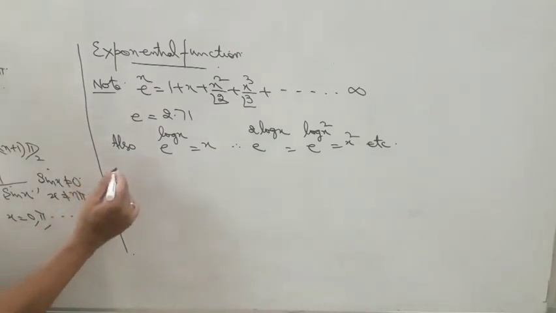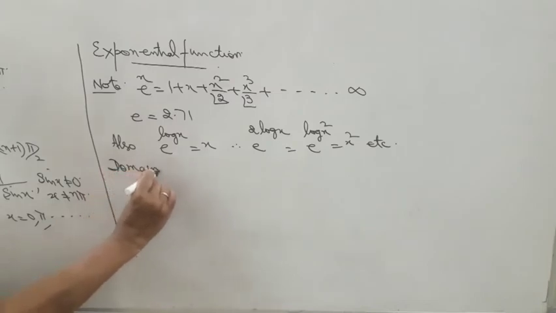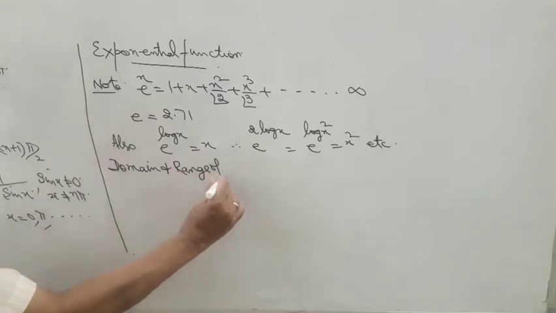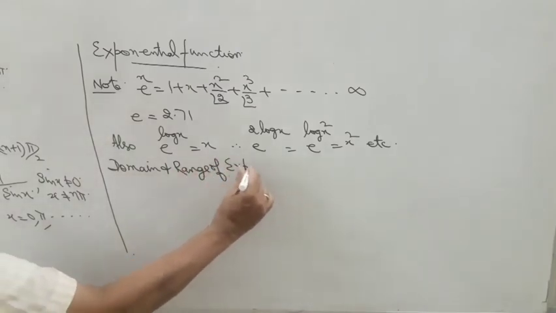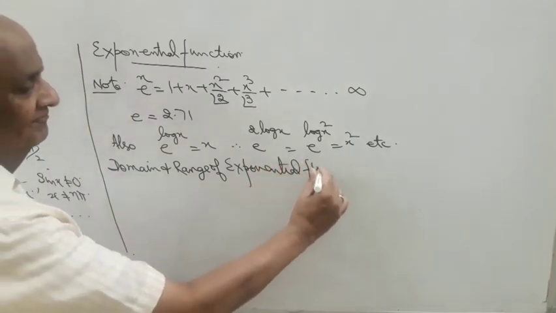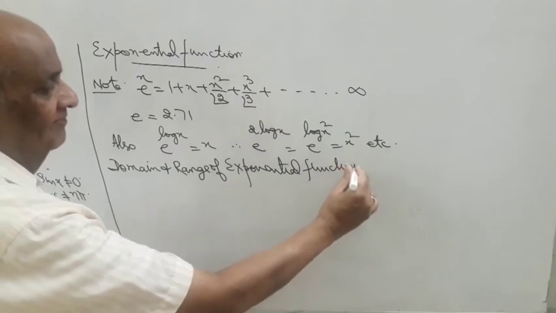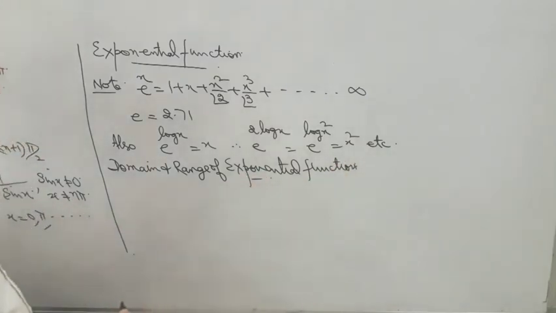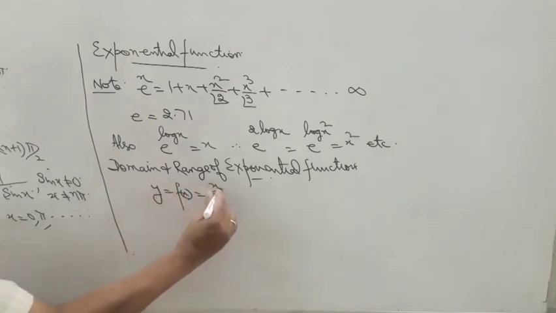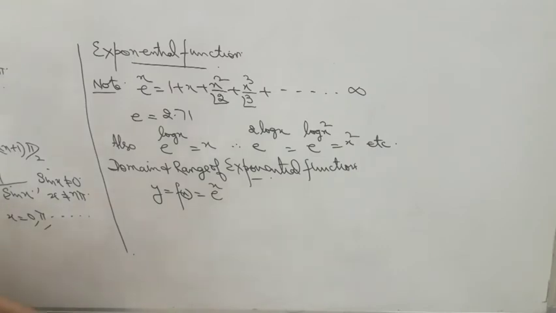Now the domain and range of the exponential function. See, first of all, the exponential function we shall list as y is equal to f of x is equal to e the power x. Check out. Y is equal to f of x is equal to e the power x.